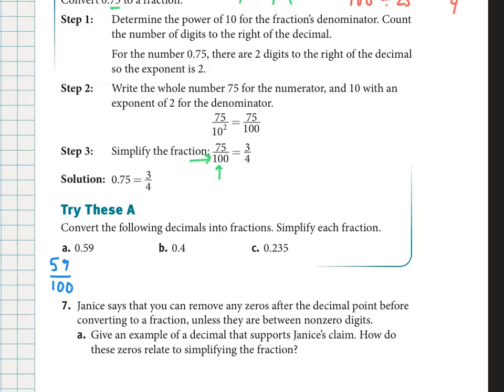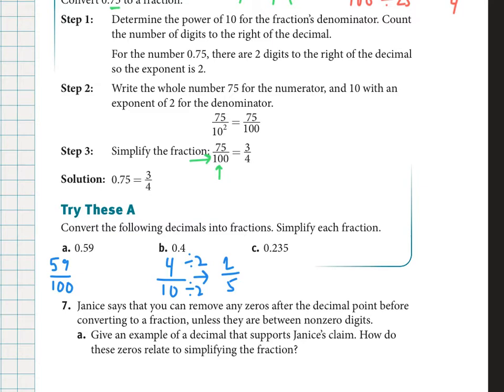Okay, part B, 0.4. Okay, there's only 1 digit after the decimal place. So that means it's in the tenths place. So the numerator is 4, the denominator is 10. Okay, those can be reduced. They're both divisible by 2 to give us a final answer of 2 over 5, 2/5. Okay, so 2/5 would be the fractional form of 0.4.